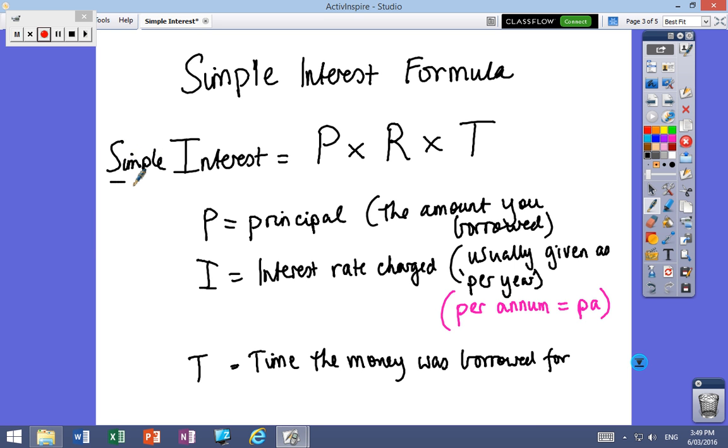Simple interest equals P times R times T, where P is the money you borrow, R is the interest rate, and T is the time that you borrowed for. The only thing that's maybe a little bit complicated is that interest is normally given per year. In Latin, per year means per annum, and that's why in the banks they have this PA at the back. It just means per annum, which means per year, and that's how interest is given. Copy that down, and when you're ready, come to the next slide.